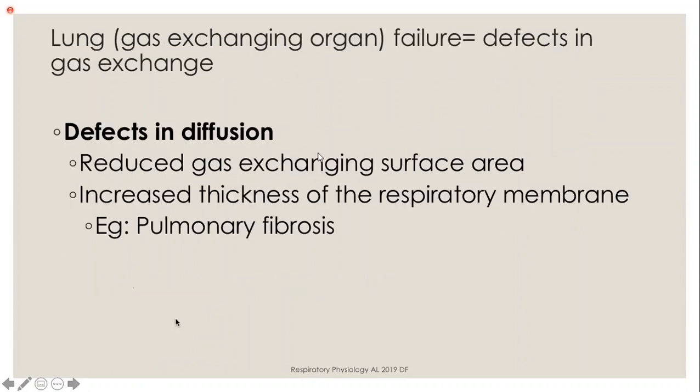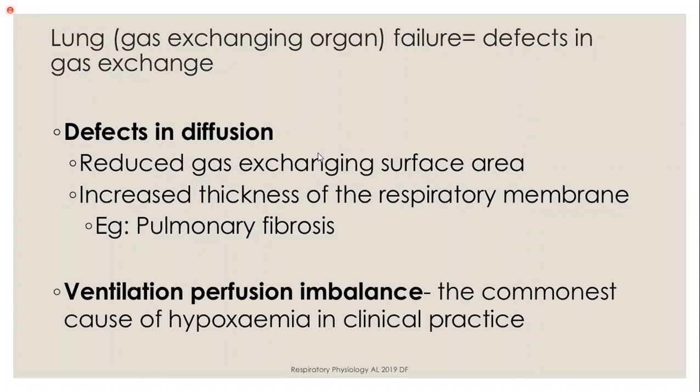So let's look at the first category, the defects in gas exchange, which is also called lung or gas exchanging organ failure. One thing that you already know about is defects in diffusion. This can be due to the reduced gas exchanging surface area, or it can be due to an increased thickness of the respiratory membrane. Both of these defects are seen in pulmonary fibrosis.